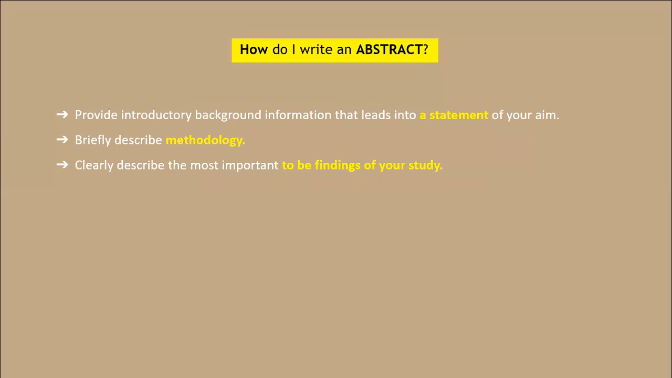How do I write an abstract? Provide introductory background information that leads into a statement of your aim. Briefly describe the methodology of your research and clearly describe the most important findings of your study.